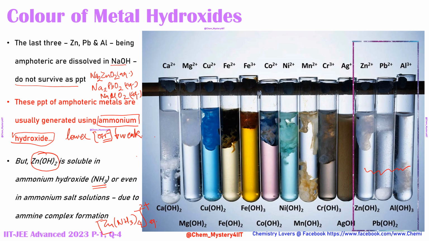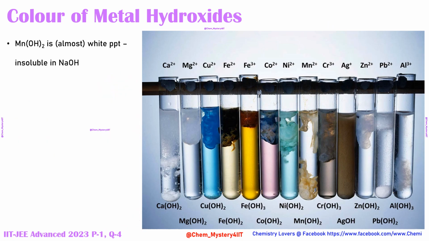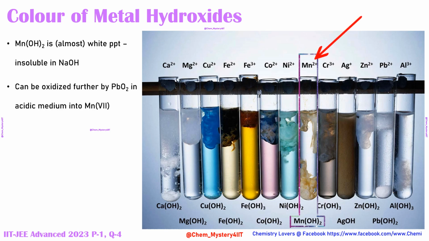Moving further, we'll now be talking about manganese hydroxide, Mn(OH)2. This we know is going to be almost white in color, and it is insoluble in sodium hydroxide. And why it is insoluble, we'll talk about in a bit. We understand this can be oxidized further as well, so this is going to be the potential candidate. In acidic medium, this can convert from manganese +2 to manganese +7, which basically appears as MnO4 minus in the solution.